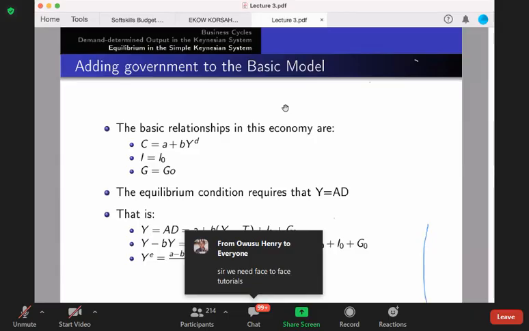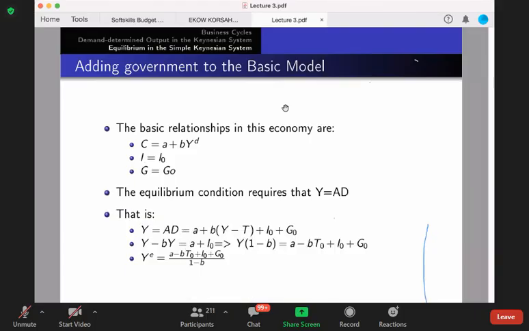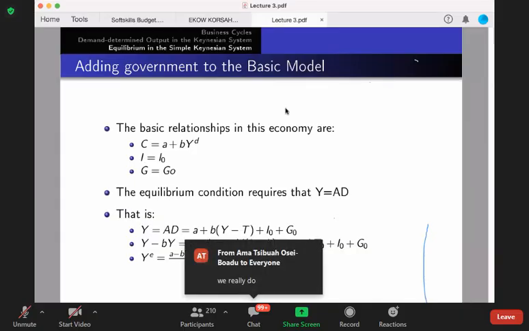The expenditure multiplier has not changed. It's 1 over 1 minus B. It's still the same. We need face-to-face tutorials. Don't worry, we'll do one online next week and see how it will go. It's about venues, but let's try a tutorial next week and see.